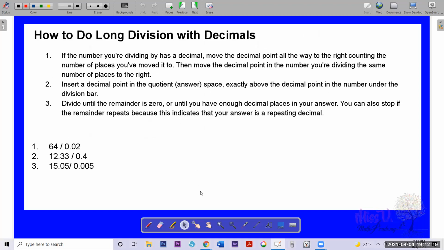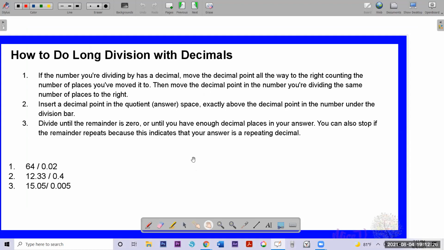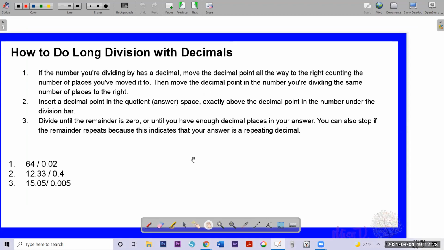All right, so let me just break down this here because this is very important. How to do long division with decimals. Now, dividing decimals is very important. You cannot divide by a decimal. So here it gives us some steps.